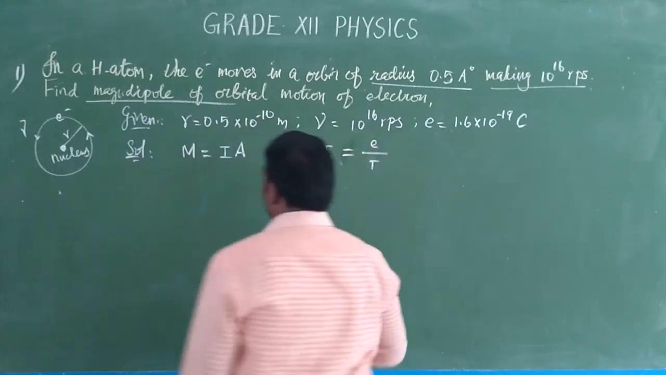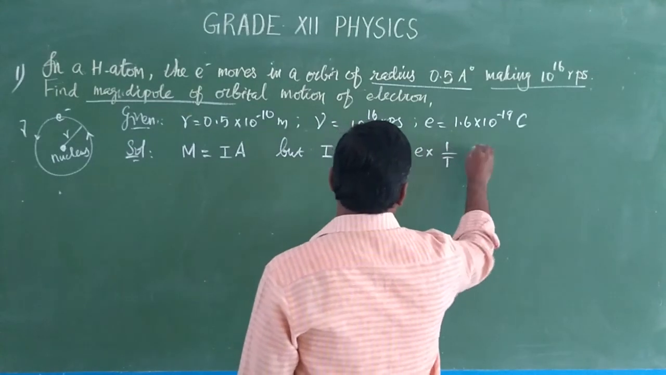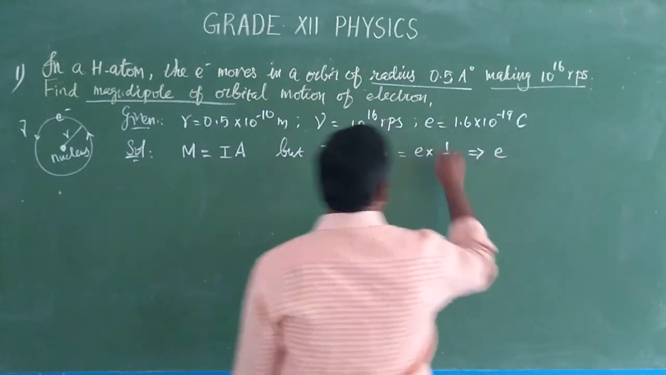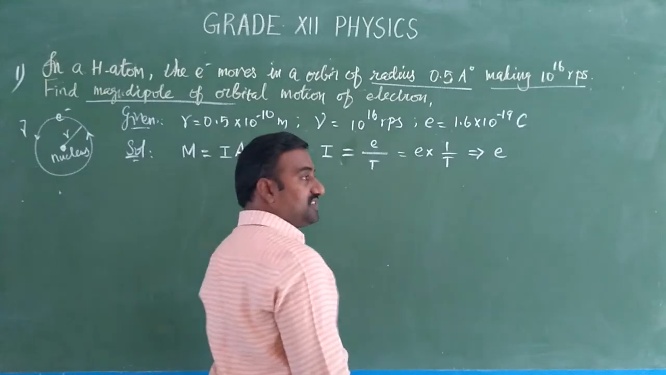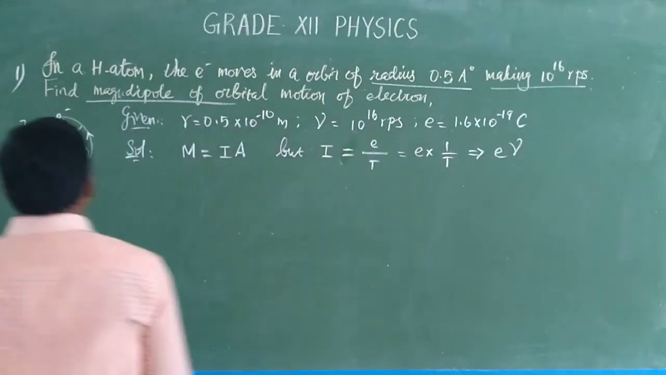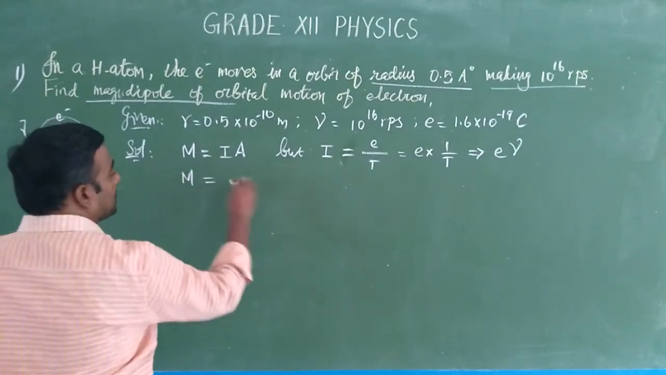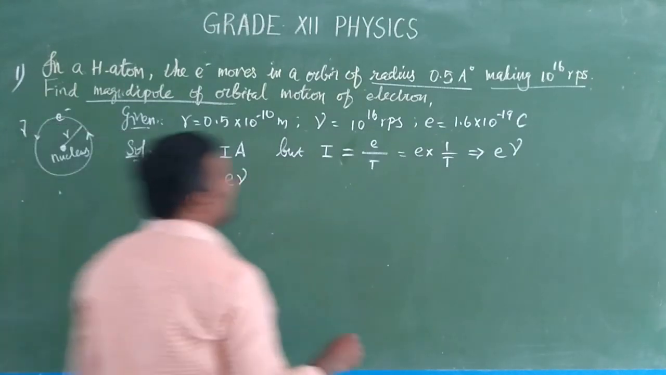Current is the rate of flow of charge. So e into 1 by T, which is equal to e into the reciprocal of time, which is equal to the frequency, so e nu. Now we can substitute this value. So the magnetic dipole moment is I. What is the I? e nu, and the area.